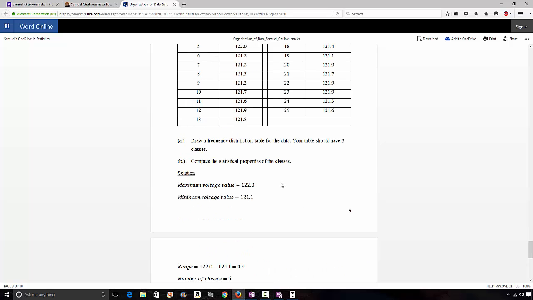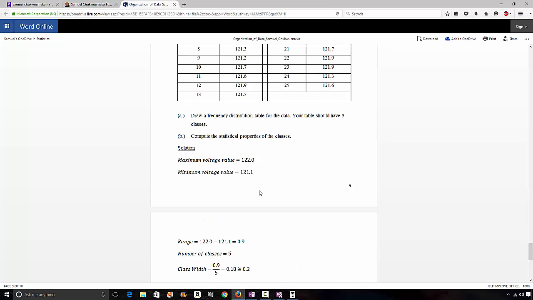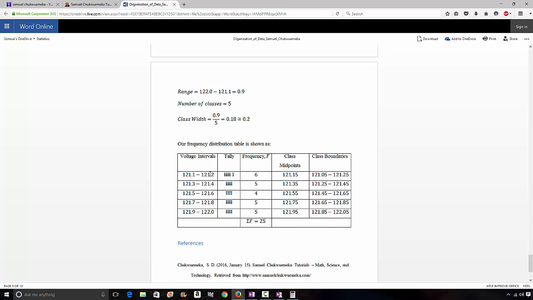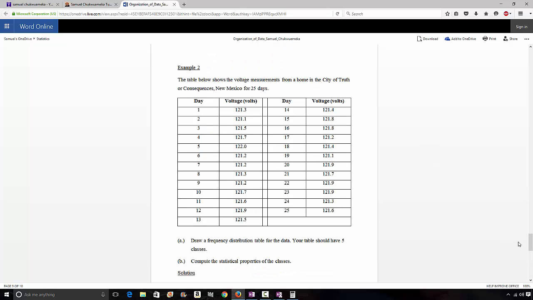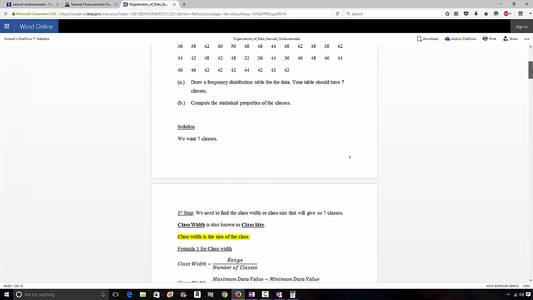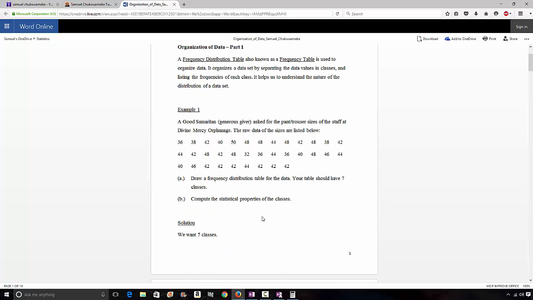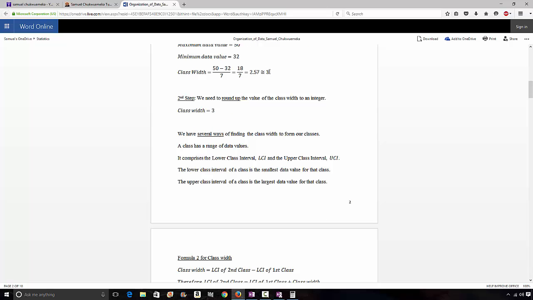The only thing here is the gap. After finding your class size, it is 0.2. In this case, your class size is 0.2. You will not need to round it to an integer because the data is to one decimal place. Remember, when we did example 1, these were integers or whole numbers, so your class size should be an integer.